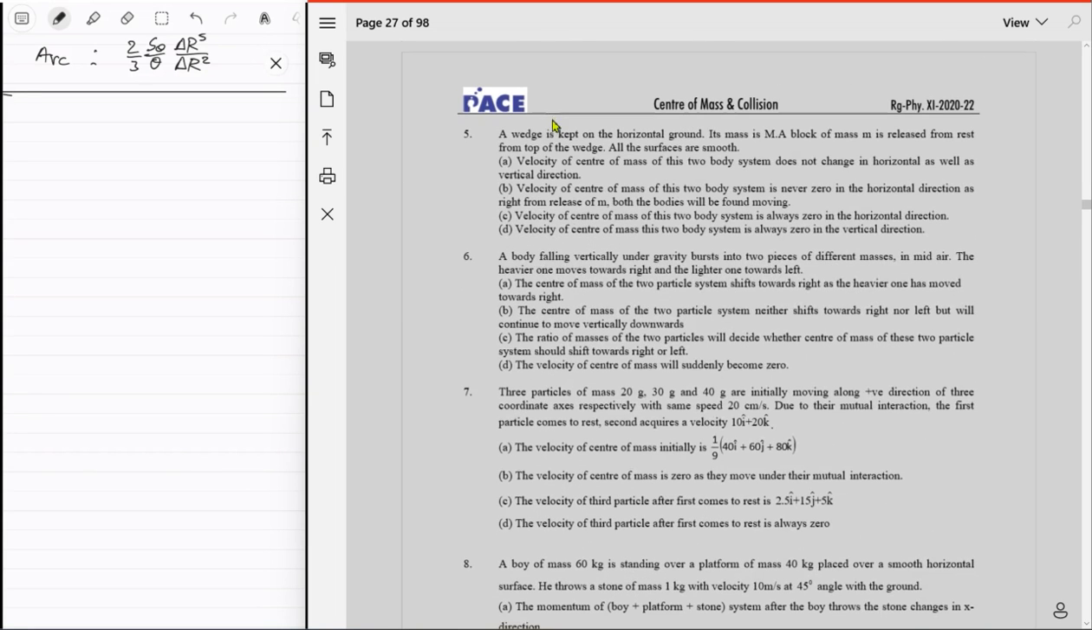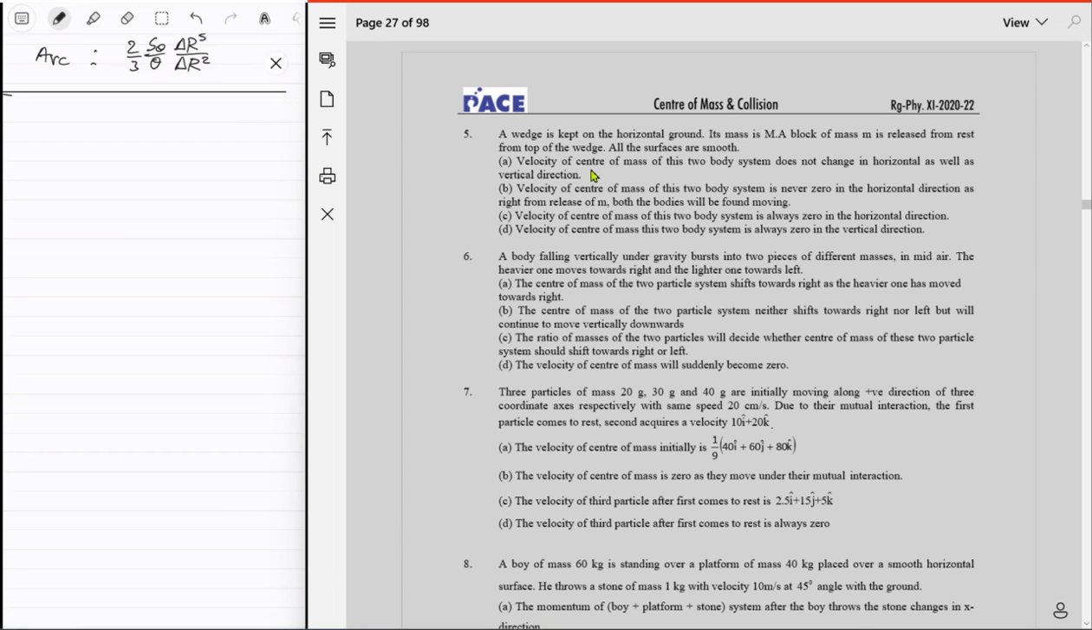A wedge is kept on horizontal ground. Its mass is M. A block of mass m is released from rest from the top of the wedge. All surfaces are smooth. Velocity of center of mass of the two body system does not change in the horizontal as well as vertical direction. That's wrong. In vertical, it does change, right?